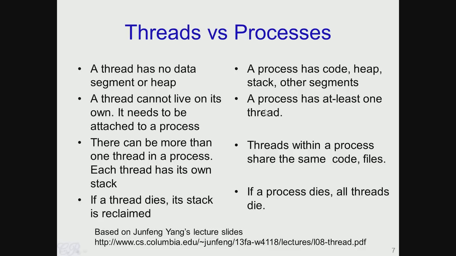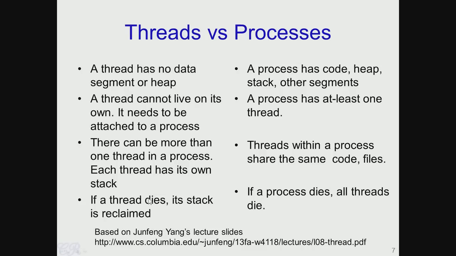On the other hand, a process would just have a single thread, and that is sufficient for the process to execute. So, why do we say a single thread? This means any execution context of a process forms the single thread. So, threads within a process share the same code and files as we have seen in the earlier slide, but each thread has its own stack, and this stack is reclaimed when the thread dies.